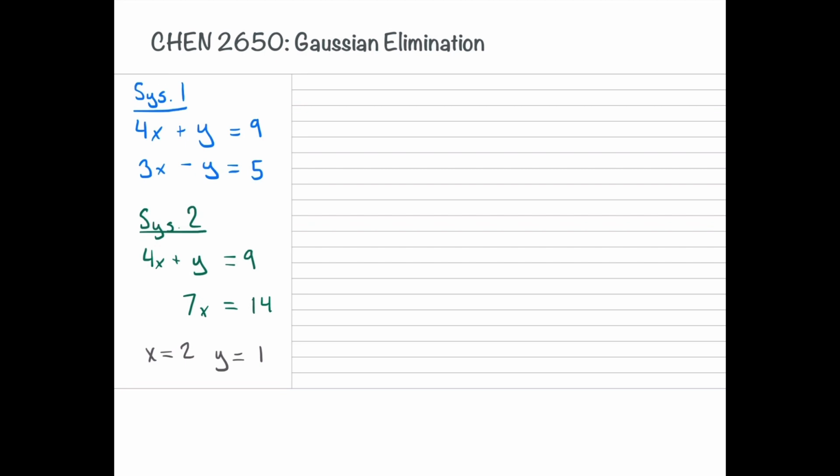We're going to start by rewriting the first equation in system 1. Here we have 4x plus y minus 9 equals 0. Since 4x plus y minus 9 equals 0, we can simply add that to any other equation without actually affecting the values on either side of the equal sign. So we're going to add 4x plus y minus 9 to the second equation to get 3x minus y plus 4x plus y minus 9 equals 5. We simply took 4x plus y minus 9 and put it on the left-hand side of that second equation.